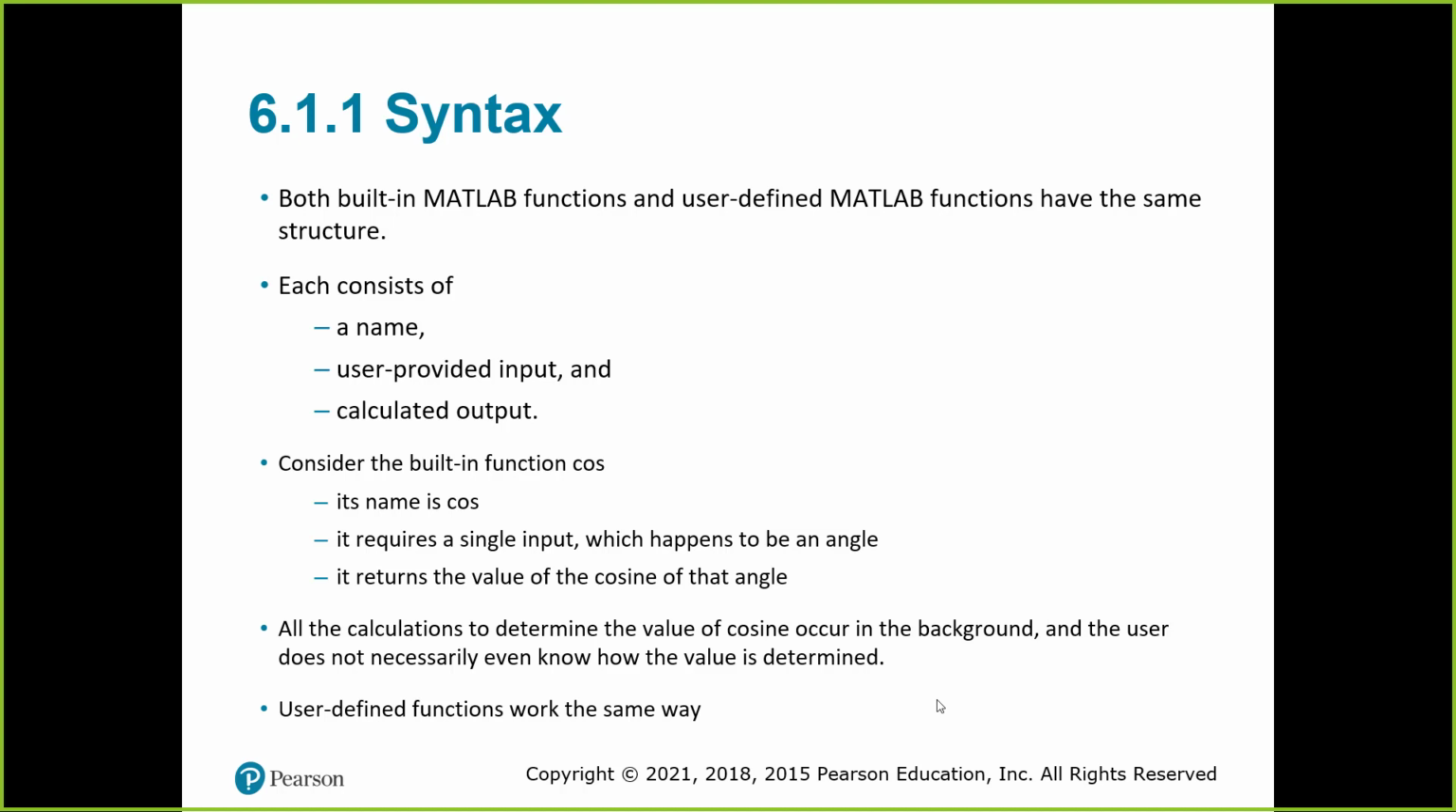Some of the built-in functions that you've been using already, like cosine, require a single input, which is an angle in either radians or degrees; for cosine it would be in radians, and it returns the cosine of that angle. Calculations are done in the background. You don't even know what's going on. You just assume someone's created some voodoo, and everything works out and gives you the nice plot and calculations you're looking for.